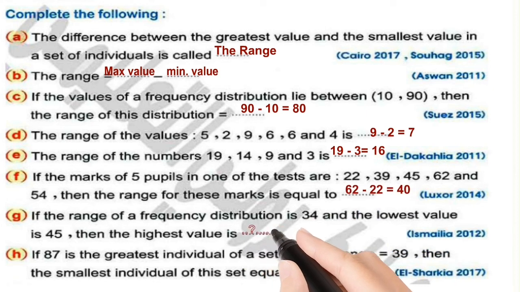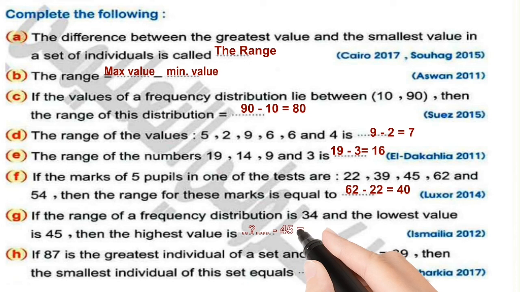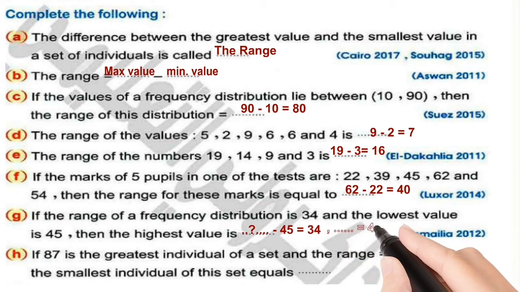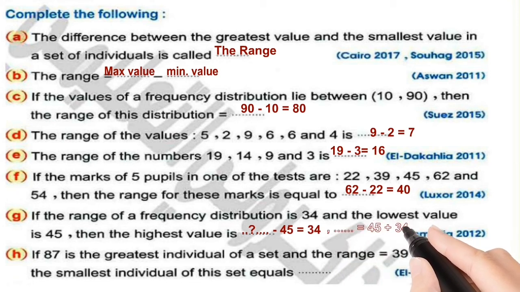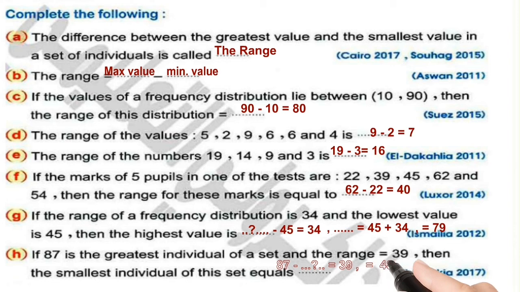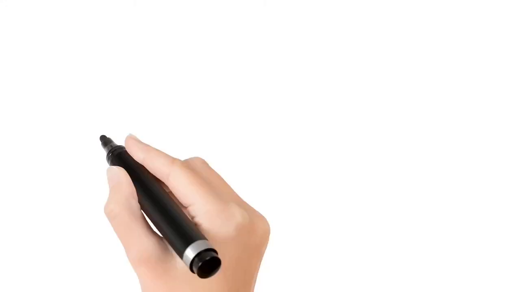G. If the range is 34 and the lowest value is 45, then the highest value is which number minus 45 gives 34? It equals 45 plus 34 equals 79. H. If 87 is the greatest individual of a set and the range is 39, then the smallest value will be 87 minus what gives 39? It will be 48.